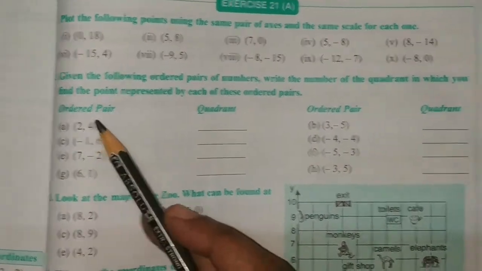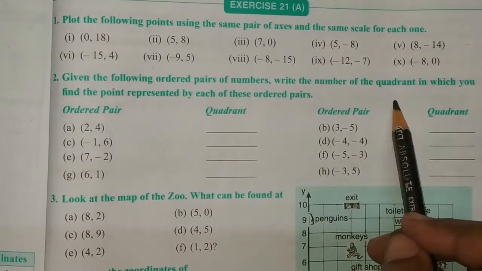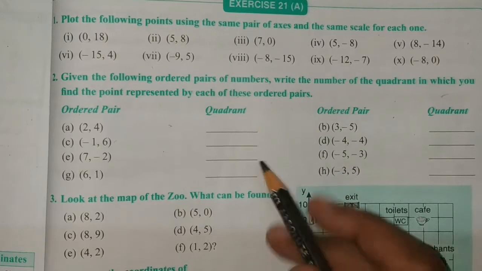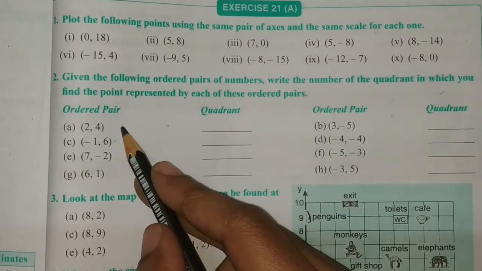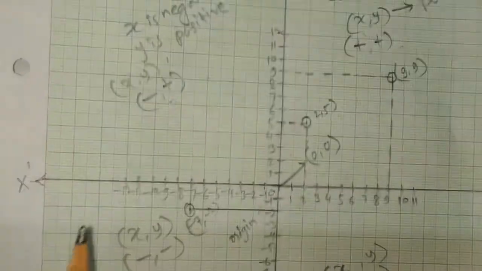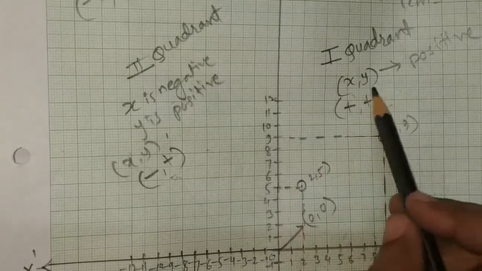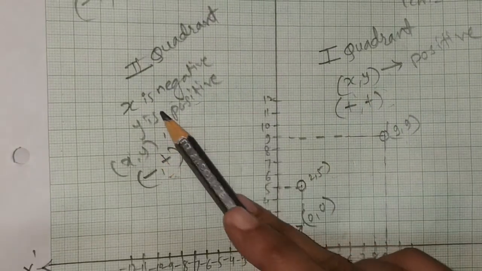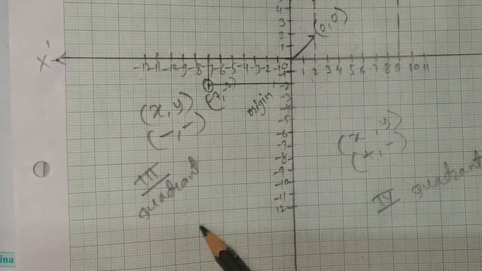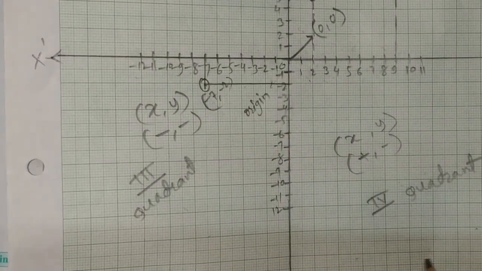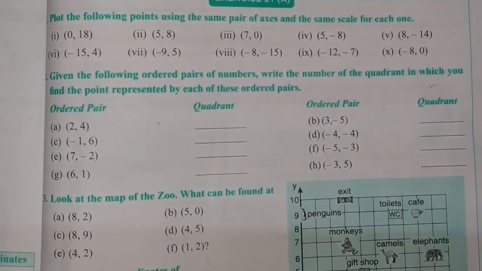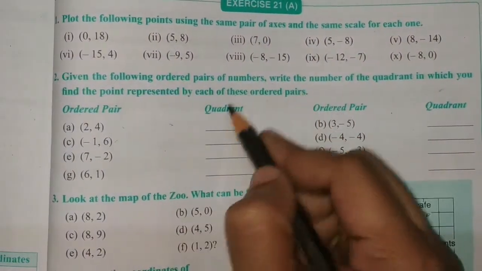Our next question is, given the following ordered pairs of numbers, we have to write down the quadrant in which the point is represented. So here 2 comma 4. I have already told you that in the first quadrant we have both positive numbers. In the second quadrant x is negative and y is positive. In the third quadrant both negative. In the fourth quadrant x is positive and y is negative. So 2 comma 4 will lie in the first quadrant.